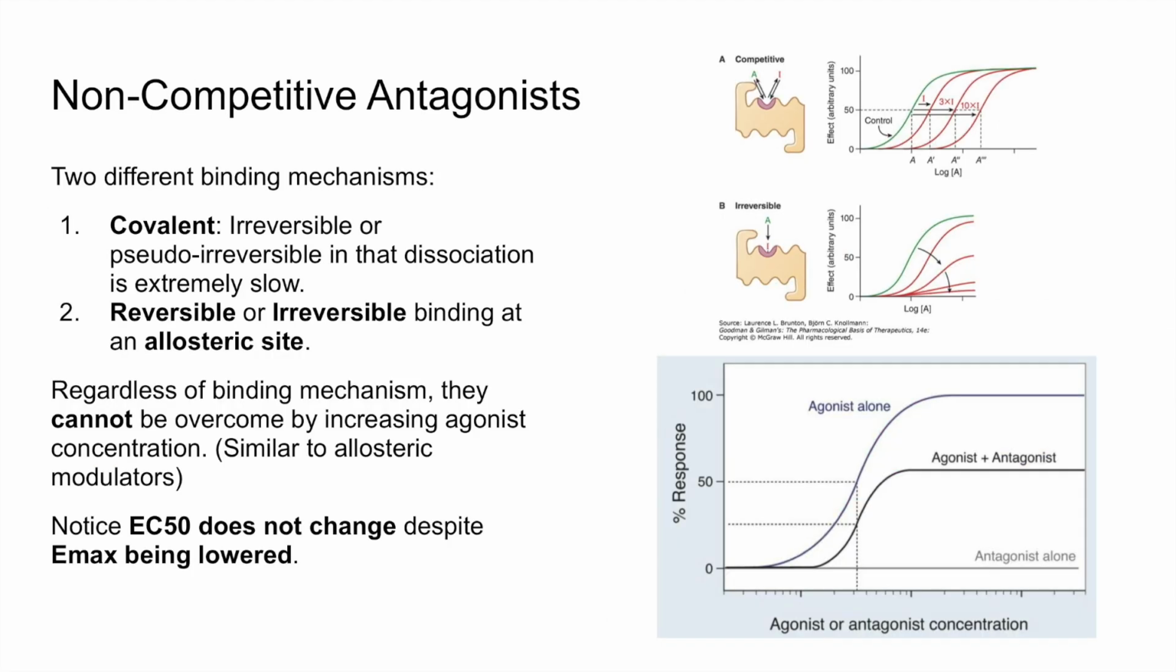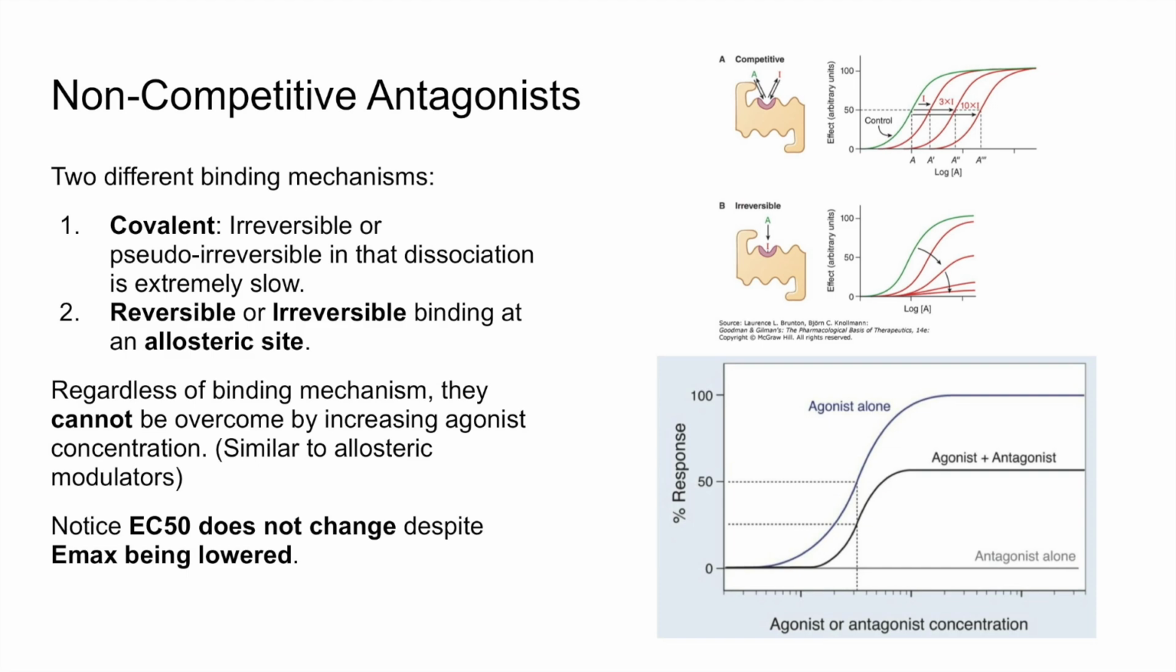All right, so non-competitive antagonists reduce the response to an agonist through mechanisms that cannot be fully overcome by increasing the agonist concentration. One mechanism is irreversible binding at the agonist binding site, often through a covalent bond. This permanently removes the receptors from the available receptor pool until the cell produces new ones. Some antagonists are considered pseudo-irreversible because they dissociate so slowly that their effects are functionally prolonged.